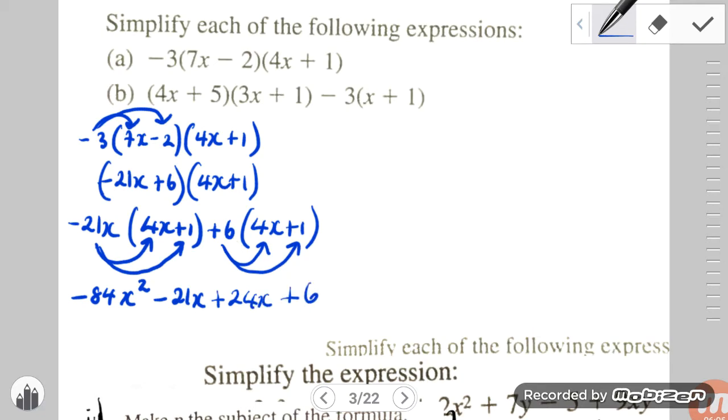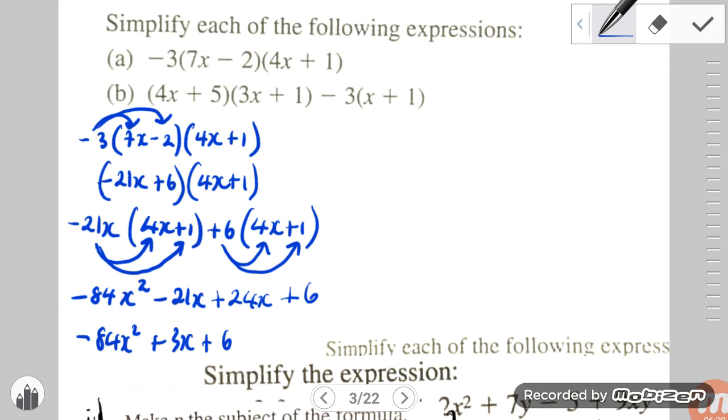Okay? Alright, and now the terms are in the center here, so we end up with negative 84x squared. There's no more terms to group that, so that's negative 84x squared. And negative 21 plus 24, that's positive 3x. And that's going to be plus 6. Okay, that's going to be our final answer.